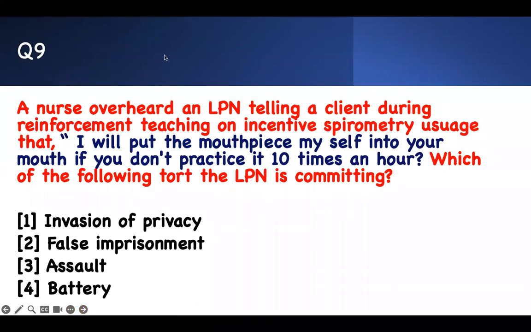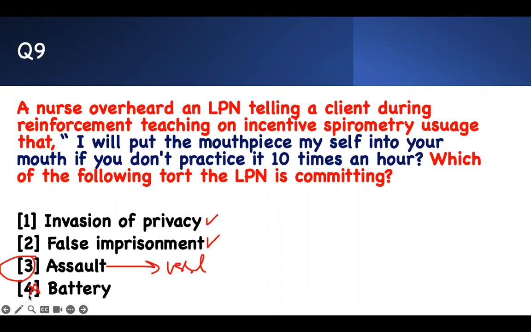Number 9. Which of the following torts is the LPN committing? A nurse overheard an LPN telling a client during reinforcement teaching on incentive spirometer usage, I will put the mouthpiece myself into your mouth if you don't practice it 10 times an hour. Oh, that's strong, man. What do you think is happening? You have not invaded a client's privacy. No. You are not forced imprisonment. You're not putting them in a place that they don't want to be. You verbally threaten them. This is it.